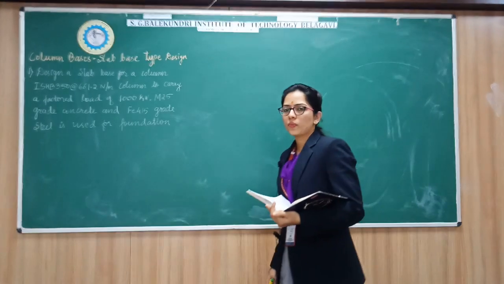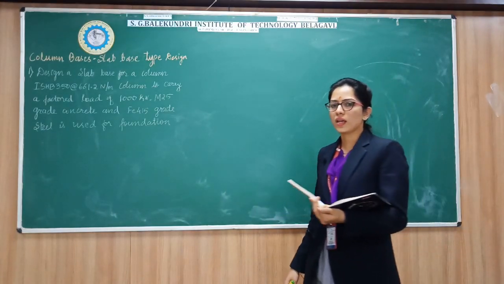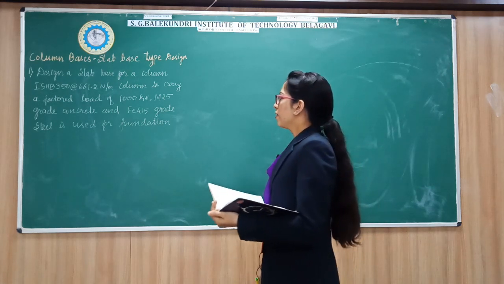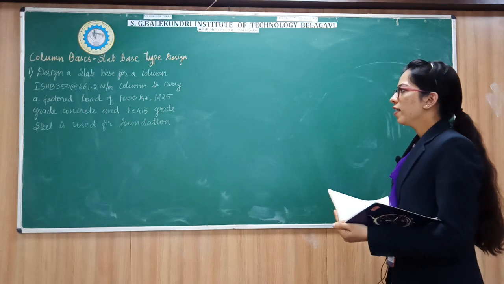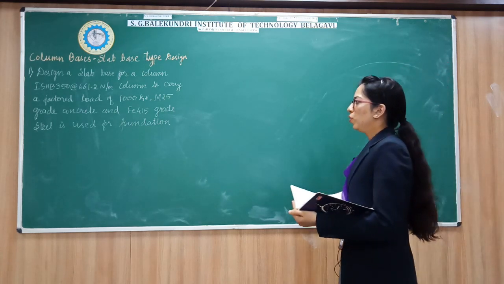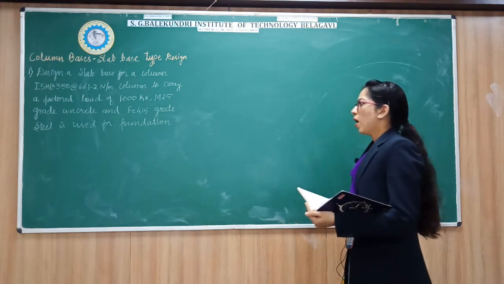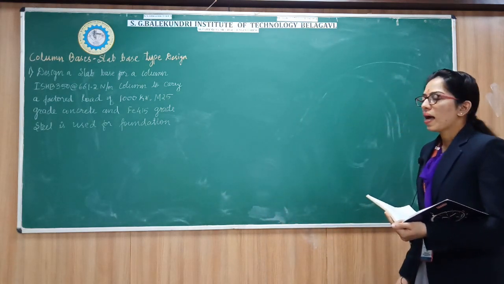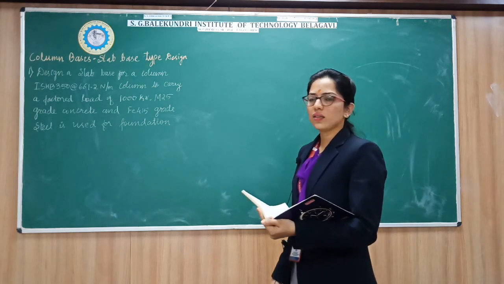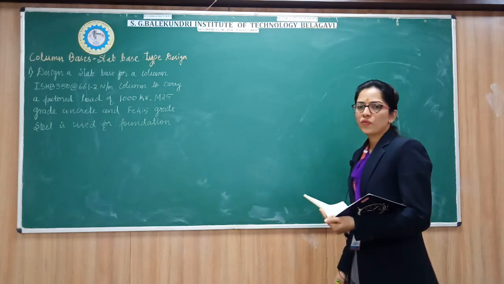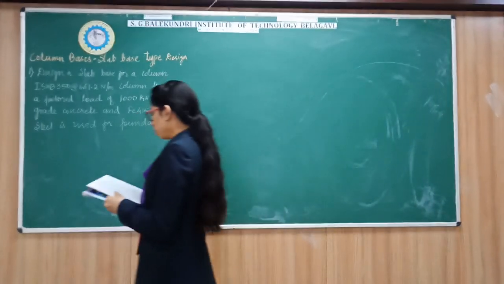We will solve a problem on column based slab base type design. The question is: design a slab base for a column ISHB 350 at 661.2 Newton per meter to carry a factor load of 1000 kilonewton. M25 grade of concrete and Fe 415 steel grade is used for the foundation. So let us begin with the solution.